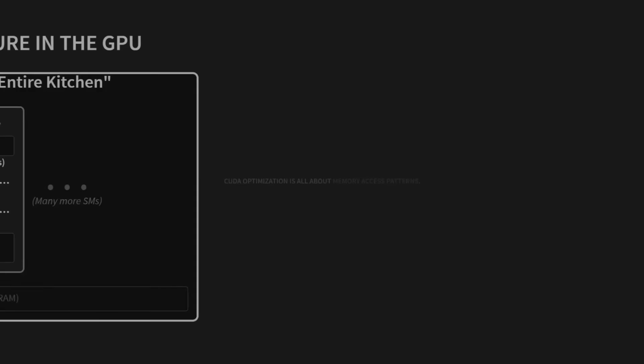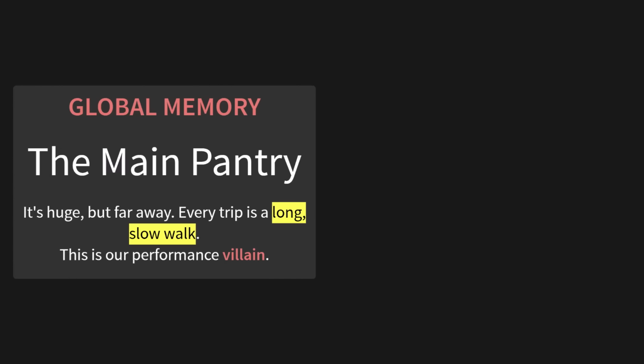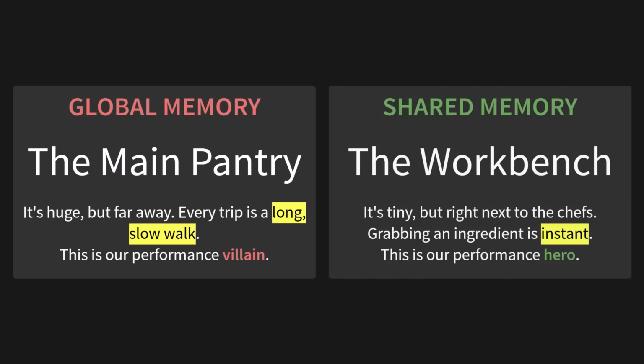Because CUDA optimization is all about memory access patterns. Let's break this down using our kitchen analogy. First, you have global memory. Think of this as the main pantry. It's huge, but it's far away. Every trip to get an ingredient is a long, slow walk. This is our performance villain. Then you have shared memory. This is the workbench. It's tiny, but it's right next to the chefs. Grabbing an ingredient is instant. This is our performance hero.